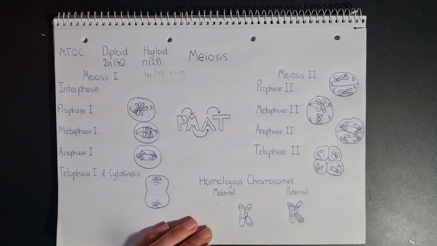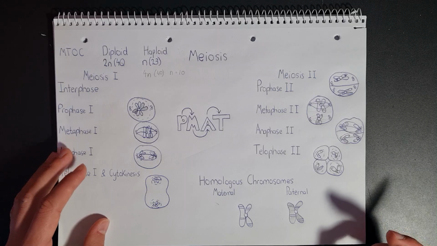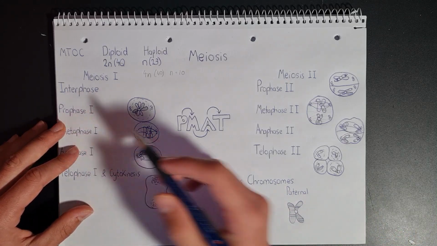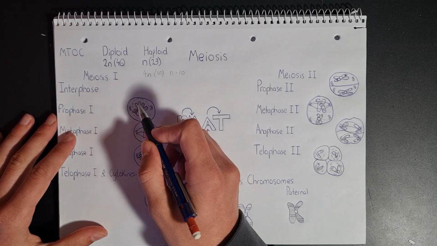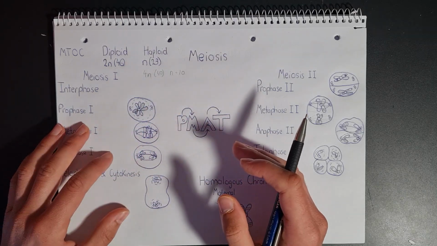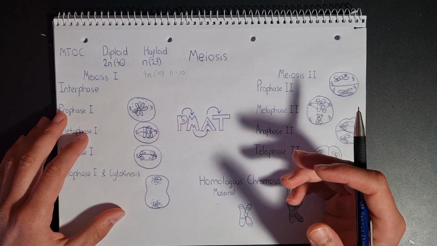Note, the fact that they have the same genes at the same loci doesn't mean that they have the same alleles, right? Alleles are variations of genes. So they will have the same genes at the same loci, but that doesn't mean that they will have the same alleles. So now let's take a look at prophase 1. We have those homologous chromosomes coming together and they will form bivalents in a process called synapsis.